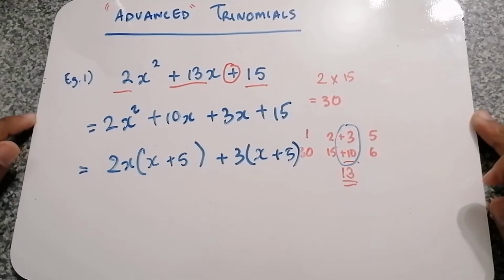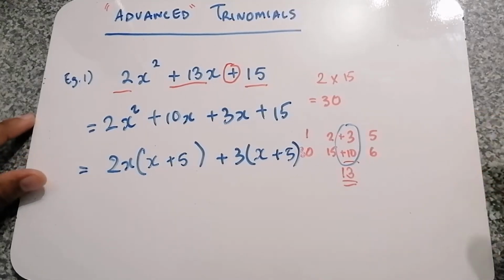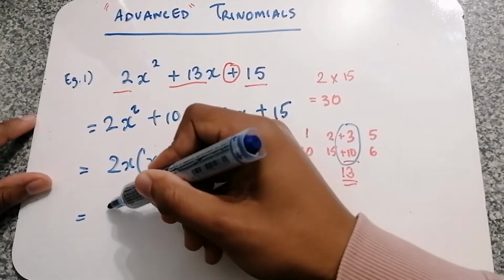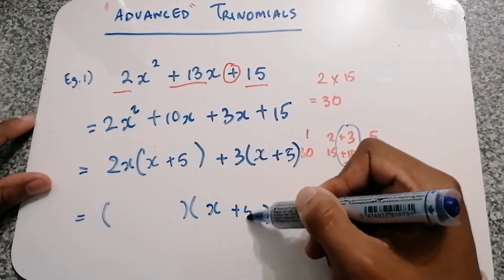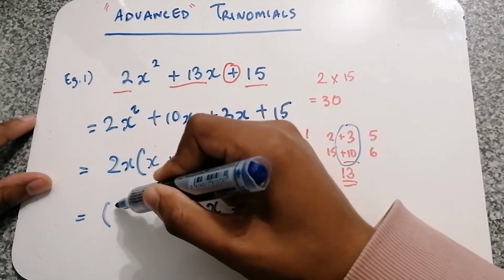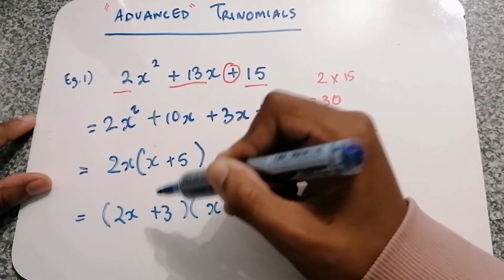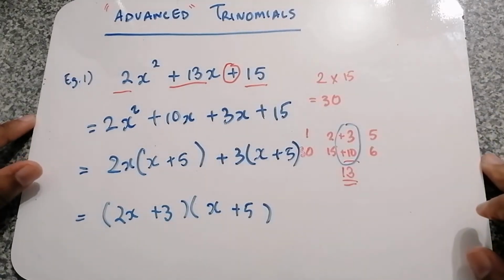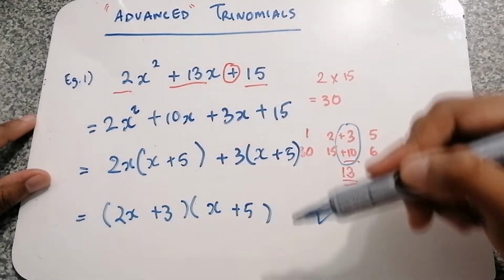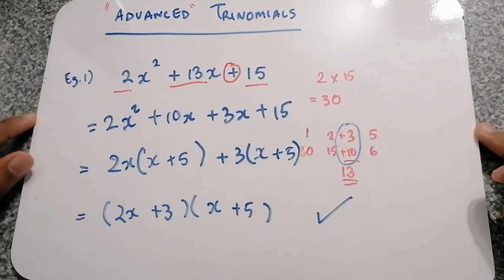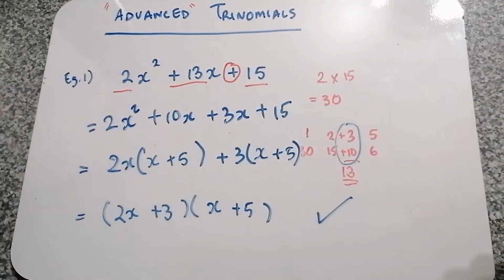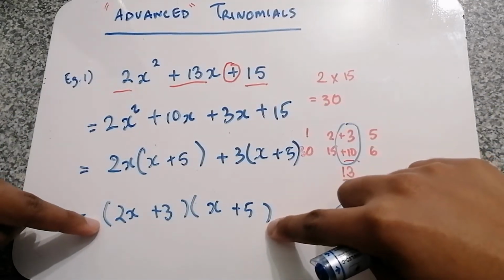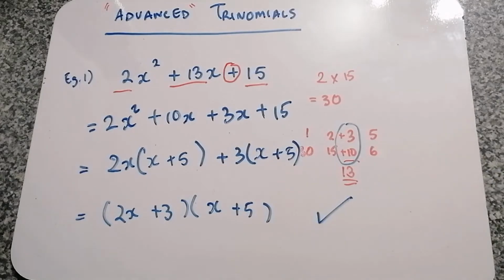Notice now that you have a common bracket of x plus 5. So now you can take out x plus 5 as a common bracket. What will you then be left with? If you take out x plus 5 as a common bracket, you'll be left with the 2x and the positive 3. And that's what you write in the other bracket. This is that expression factorized. And I didn't have to do a whole bunch of thinking or cross multiplication. It was just finding the factors, writing them here, and then factorizing using a grouping method, and then finding the common bracket. Let's have a look at more examples.